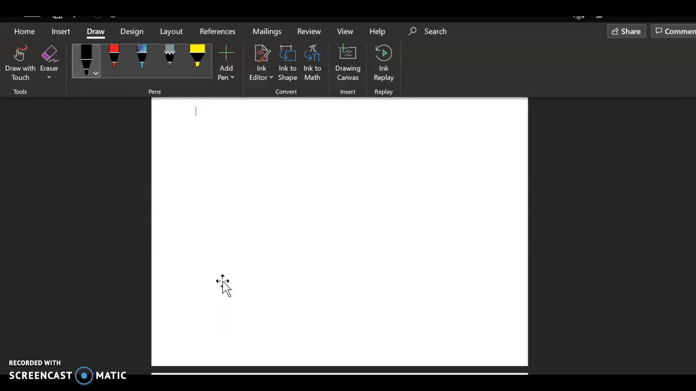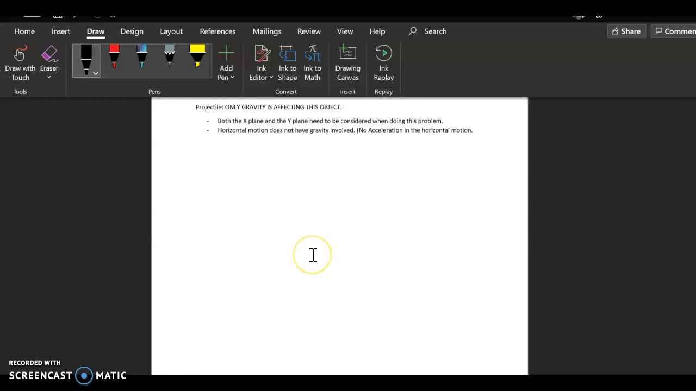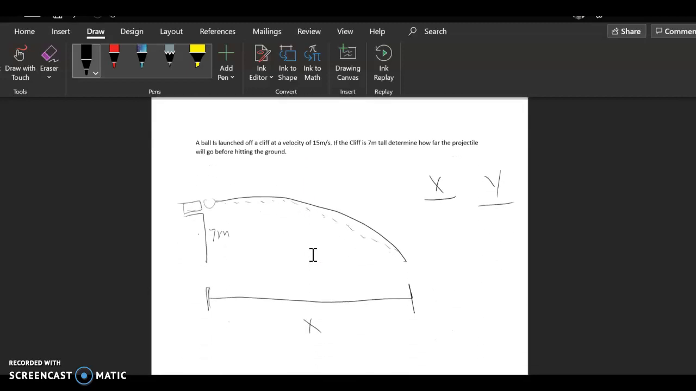Well, remember, up here we stated one thing. We stated that horizontal motion does not have gravity involved. So the acceleration in the x is 0. Okay, that's the first thing. The initial velocity in the x is 15 meters per second. Okay, that is VIX. There's no acceleration. We don't know what VFX is. We don't know what time is. Let me erase that.